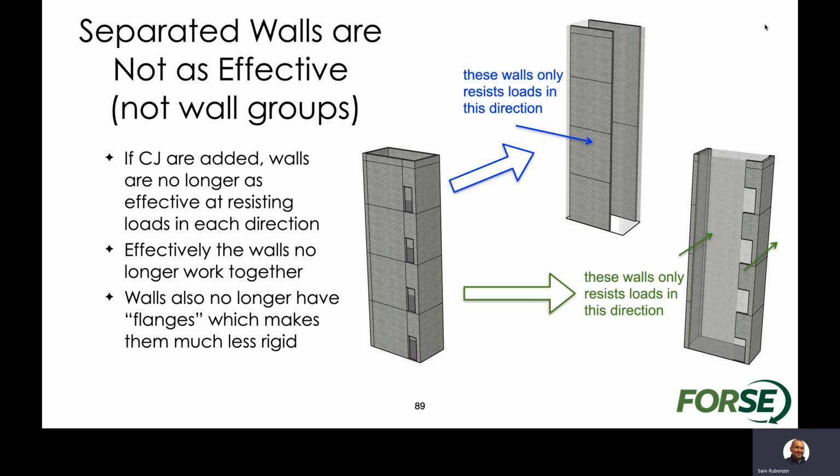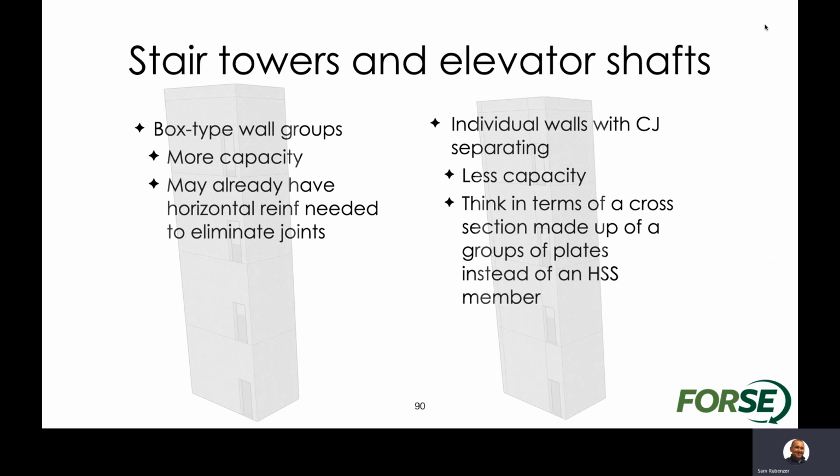You can see by the blue arrows, the long walls are going to be the only elements resisting the load in the direction of the wall. I don't have any additional flanges that I'm going to be able to utilize for resisting that load. And then conversely, if I follow the green arrows, you can see that those short walls are also working by themselves trying to resist the load just in that direction with very small flanges. So the overall capacity of those stair and elevator shafts is going to be much higher when we eliminate control joints and look at boxed wall groups.